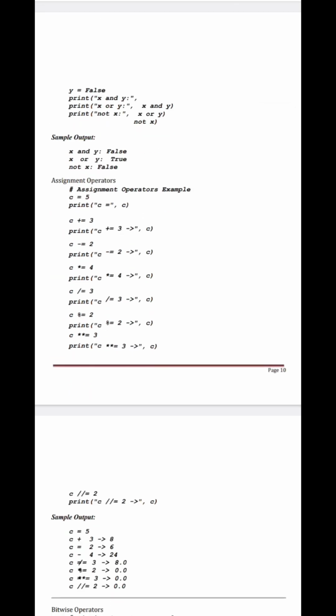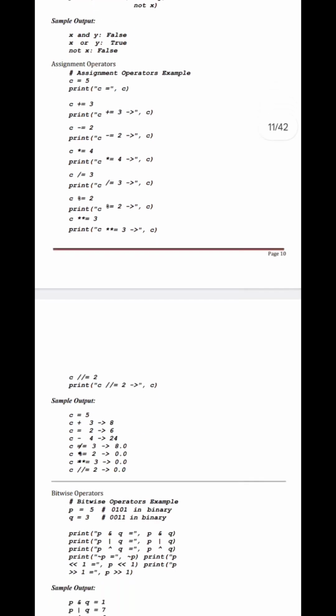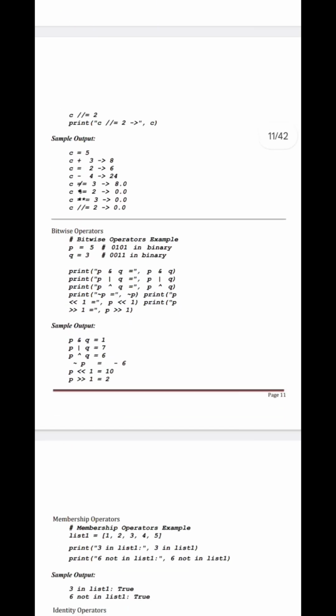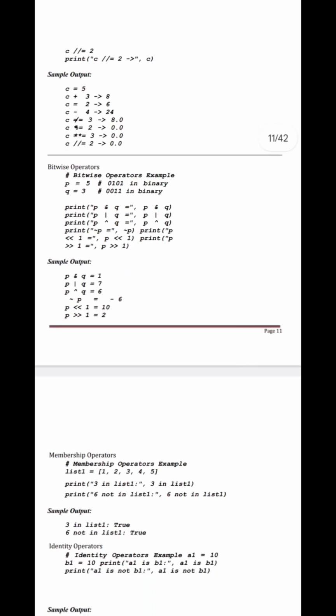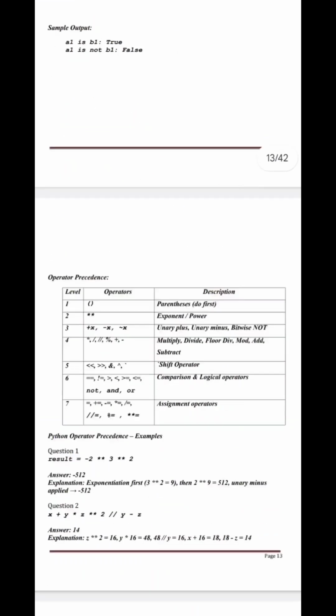Assignment operators, where c is equal to 5. Print c, the output we get is 5. If we give a variable as c plus equal to 3, c plus equal to 3 means we have to add 3 to c, where we can see the output as 8, and c minus equals 2 means we have to subtract 2 from c. These are the types of codes. Bitwise and membership operators are not in your syllabus.